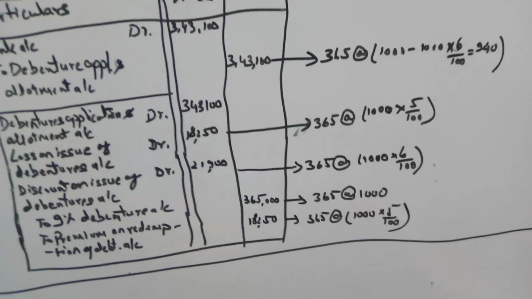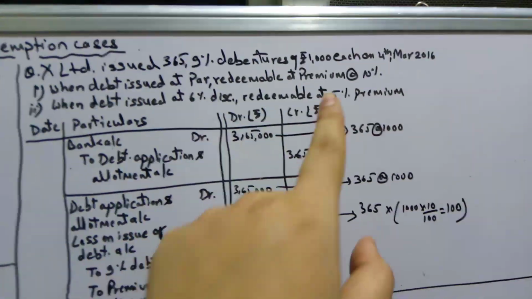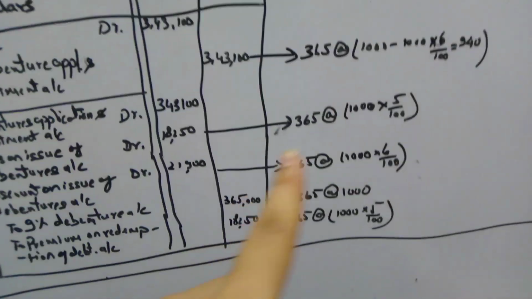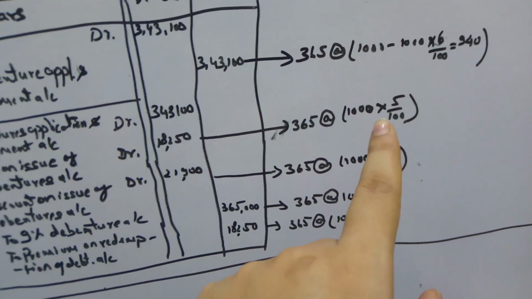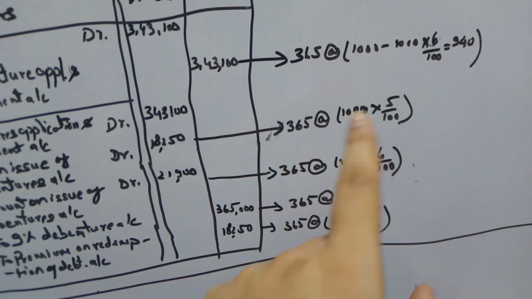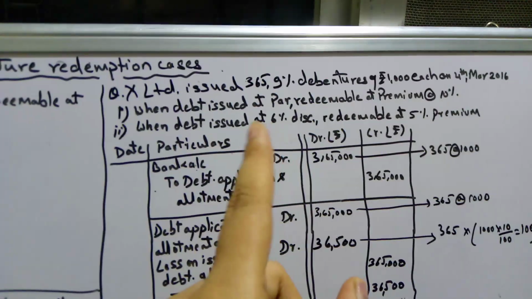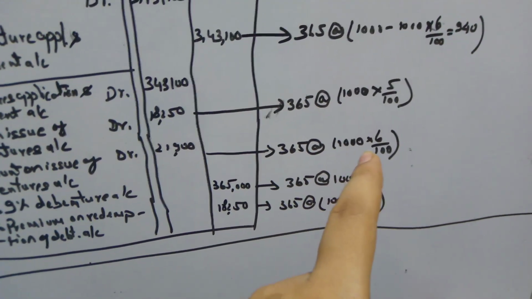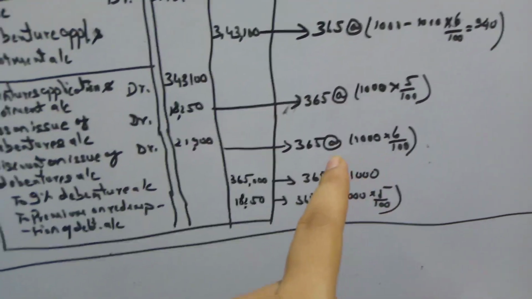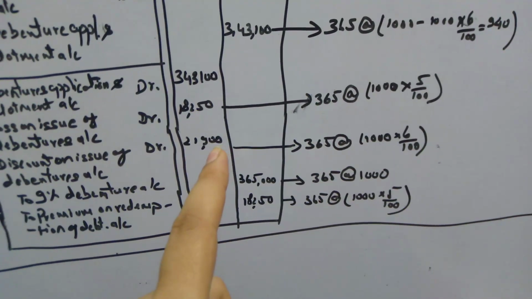Now let's look into the amounts. Loss on issue of debentures, because it is said redeemable at 5% premium. 5% of 1000 gives you 50 rupees. So 365 multiplied with 50 is 18,250. Then discount on issue of debentures: let's look into the question again, where debentures are issued at 6% discount, therefore 6% of 1000 is 60. So when you multiply 365 with 60, you will get 21,900.